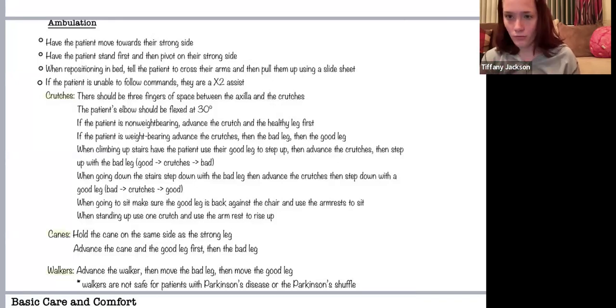When climbing upstairs, I always say our good leg is going to go first. We follow good, crutches, bad. So we're going to advance the good leg, then we advance the crutches, then we advance the bad leg up the stairs. Now, when we're going down the stairs, we flip things the other way.